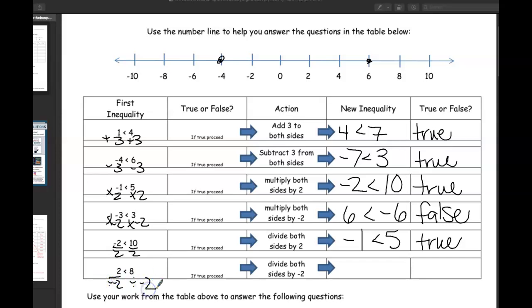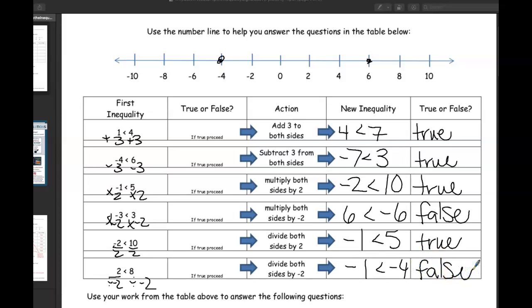Negative 4 and negative 6. 2 divided by negative 2 is negative 1. And then 8 divided by negative 2 is negative 4. Is negative 1 less than negative 4? No. False. So it is false.